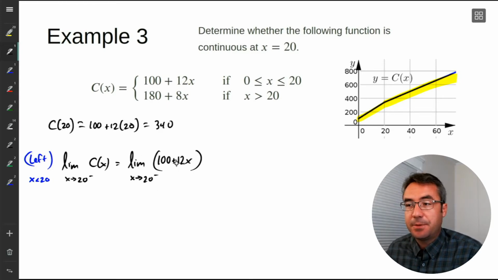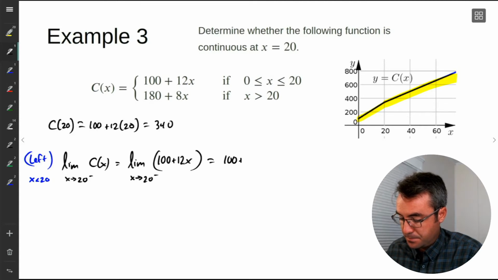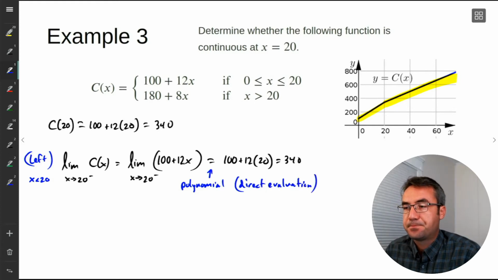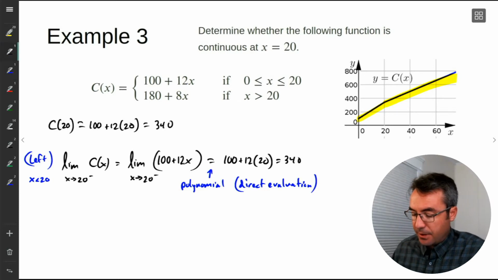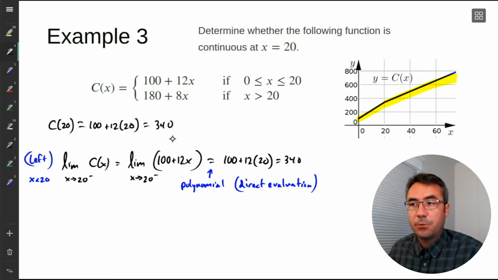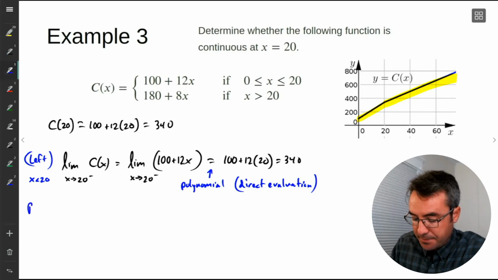Now this is just a polynomial, so the way we calculate the limit of a polynomial is just plug in. So we have a polynomial, so direct evaluation. All right, that's nice. Polynomials are always nice to work with. So we have our left-hand limit. We have our function value. Now we want to do the right-hand limit.